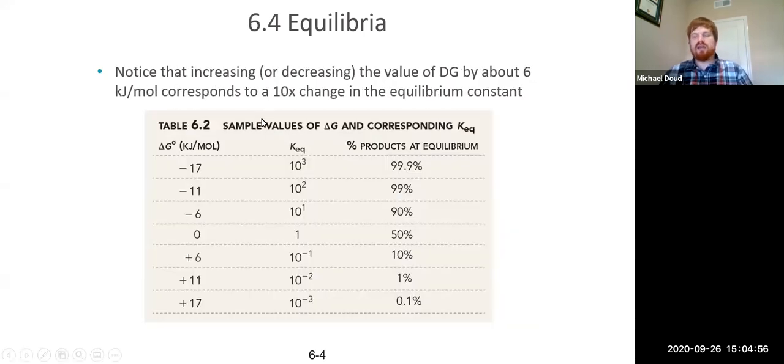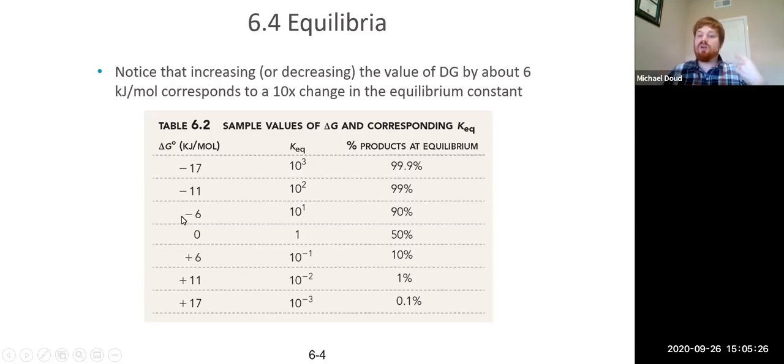This is a really handy thing that my grad school professor told me a while ago. Basically, if you decrease the value of delta G by about 6 kilojoules per mole, that gives you about a 10 times change in the equilibrium constant. For example, if you start at a delta G of 0, that means the equilibrium constant has to be 1, and that gives you a 50-50 split of reactants and products.